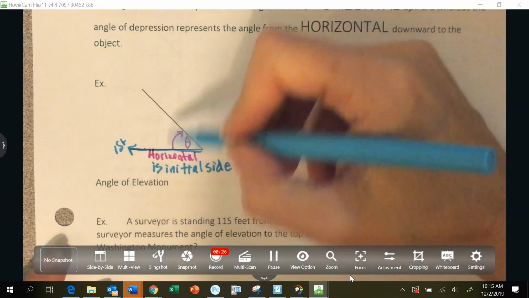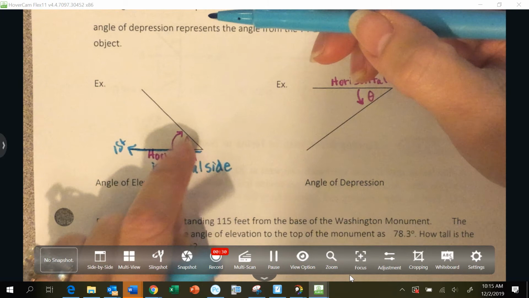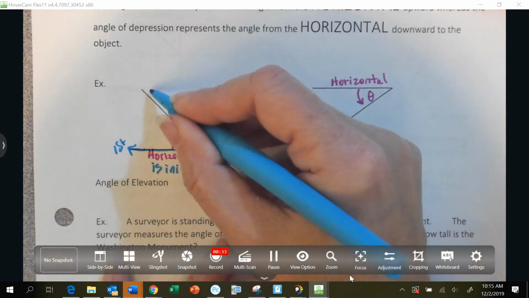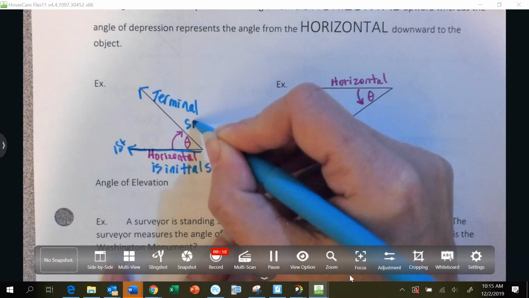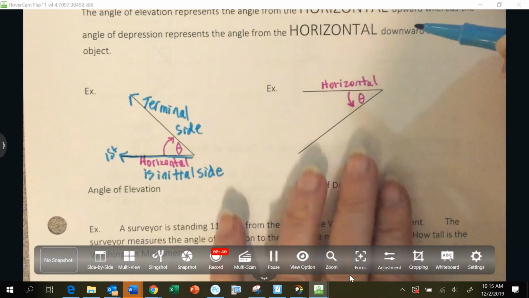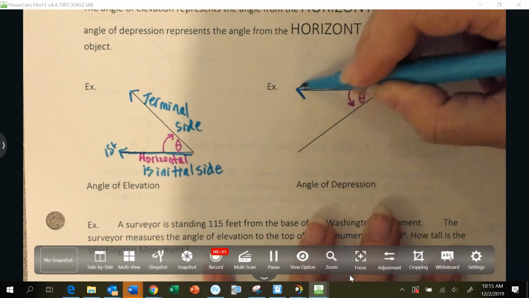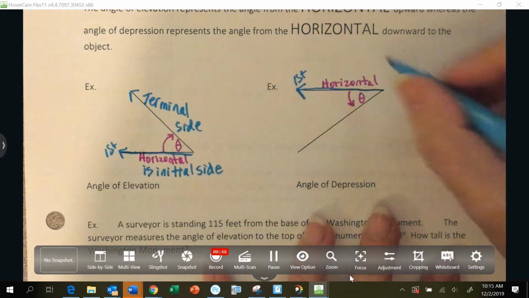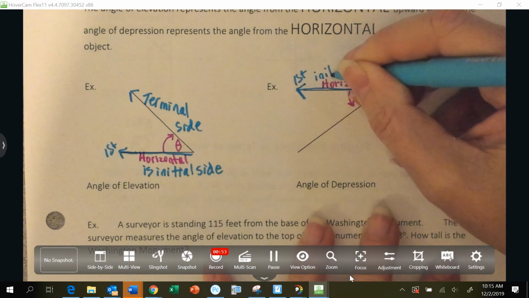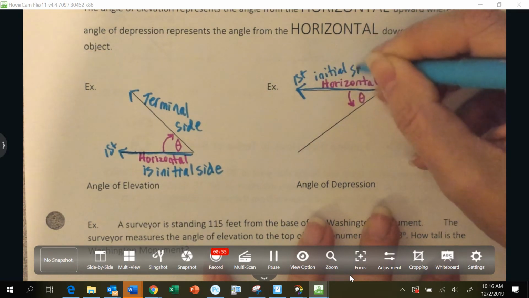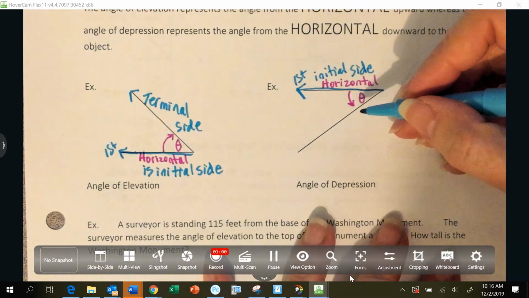From there, it rotates up to get a terminal side. The angle in between is the angle of elevation. So to have an angle of depression, we first have to have a horizontal. So we'll call that the initial side. From that, it's going to rotate down, making it an angle of depression.